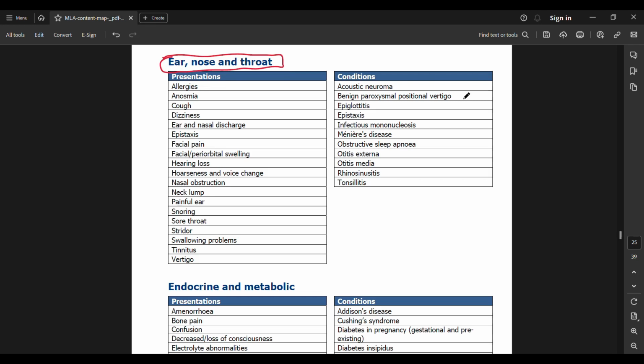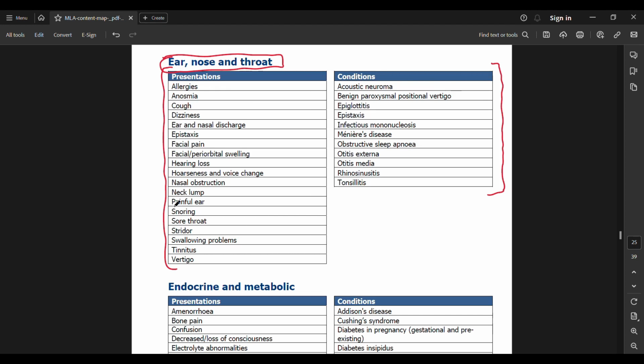Now, one thing I've noticed about this particular topic is that they've given you a very short list of conditions, when in actuality these presentations could show up in a number of different conditions, okay? So make sure you don't just stick to this list of conditions, you also do the cases where these presentations could show up that aren't listed here.